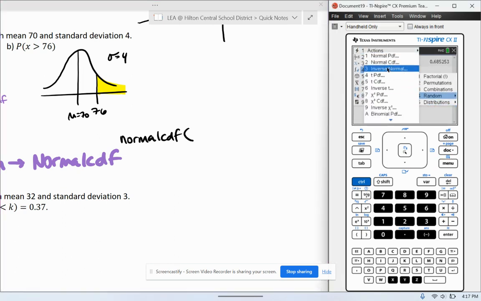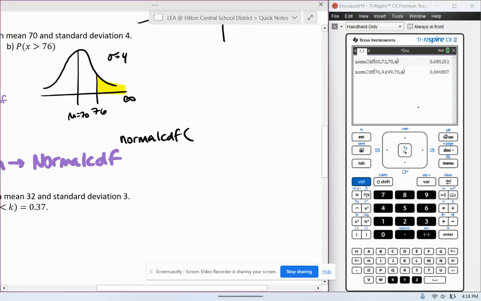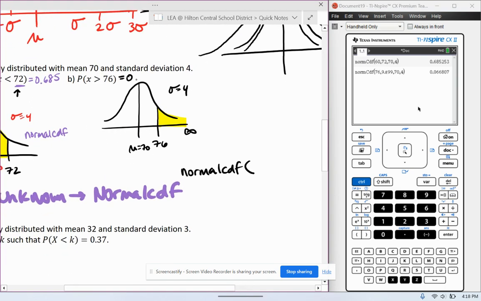Menu 5, 5, 2. So our lower bound is the score of 76. Our upper bound, remember we talked about how the normal curve is asymptotic with the x-axis, is going to be infinity. The way that I always put that in the calculator is just 9 times 10 to the power of 99. That's what that EE button means, times 10 to the power of. So our mean here is 70, our standard deviation here is 4. Hit OK. Boom. 0.067. So the probability that we get a score greater than 76 is 0.067. All right, cool.